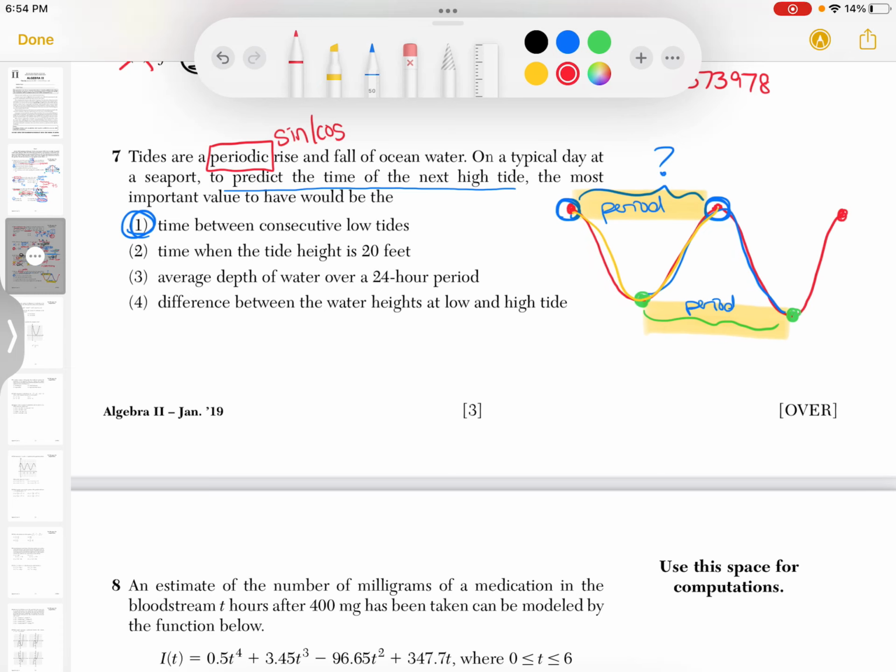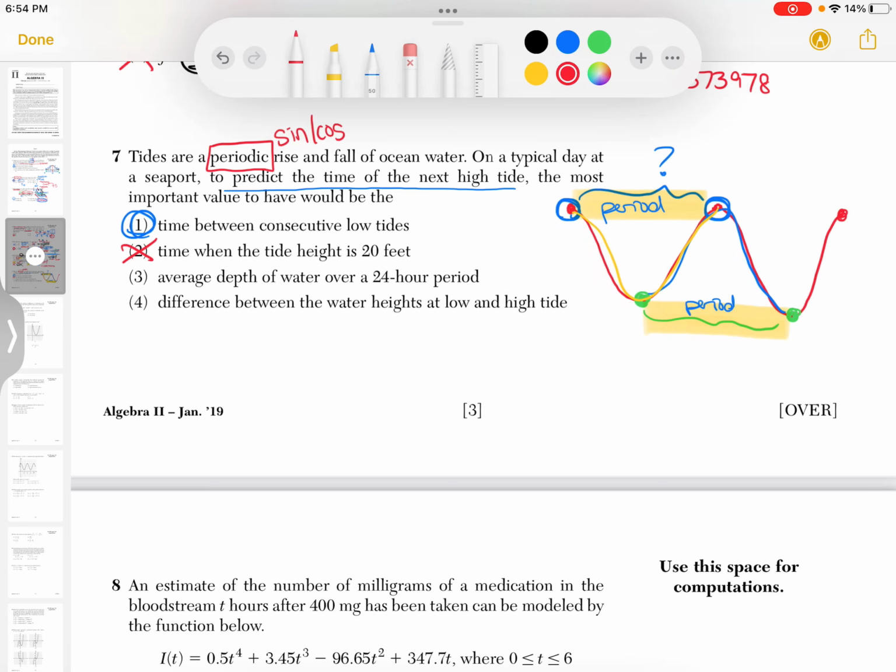Choice 2 says time when the tide is 20 feet. If I find out what time it's at 20 feet, that's not going to tell me how long it would take to get from high tide to high tide. I would just know what time it was at the high tide of 20 feet. That's not going to help find the distance between high tides. Number 3, the average depth of the water over a 24-hour period.